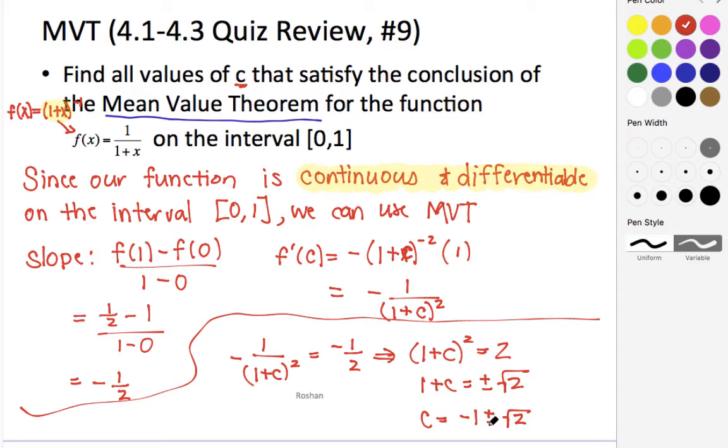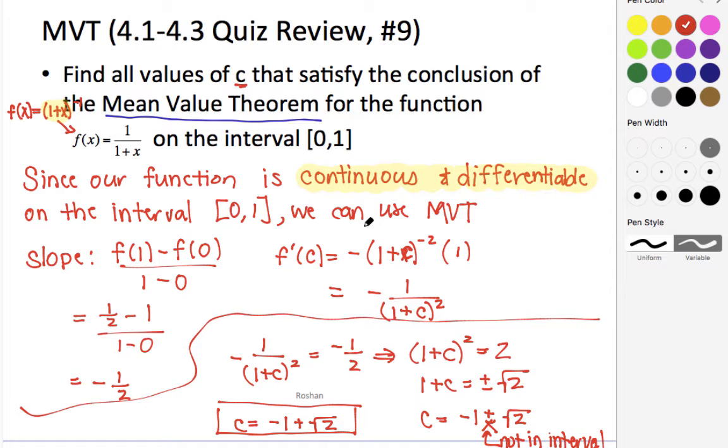And if I had -1 minus √2, that's definitely less than 0. So I'm going to cross that answer out because it's not in my interval. And so the only c value that I find is -1 plus √2. And that is between 0 and 1. Because remember, √2 is some number between √1 and √4, which is between 1 and 2. And so that would definitely be greater than 0, but still less than 1. And so that's my answer. And you didn't forget to write that part, right?